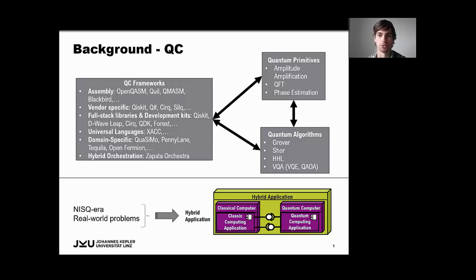And a similar thing holds true for the quantum algorithms like Grover, Shor, HHL, or the variational quantum algorithms, with VQE and QAOA as the most prominent ones. And these additionally may utilize one or several quantum primitives within the algorithm.